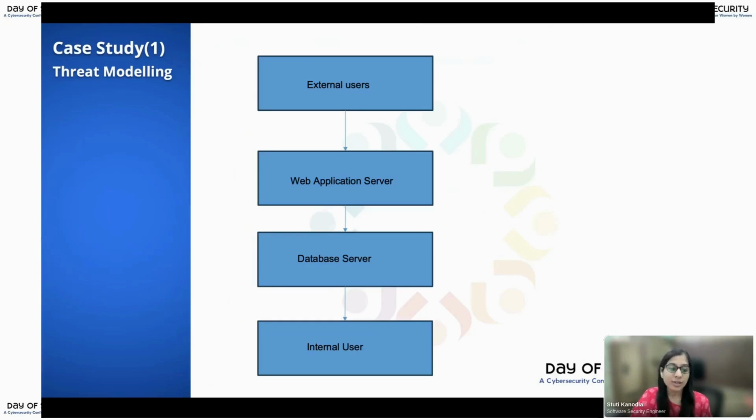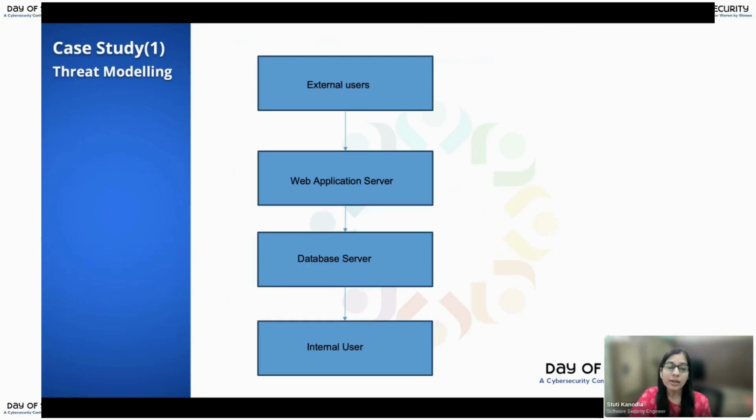Now, the web application server is the main front facing thing. Not exactly front facing, because it basically hosts your application, and it will process your request and provide you the response. For example, you access this e-commerce application, so the web application server will process your request. Now, the database server is where your sensitive data is stored: your order ID, your order information, your PII. All the sensitive information will be stored in your database.